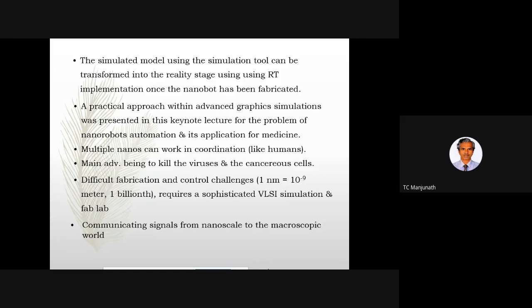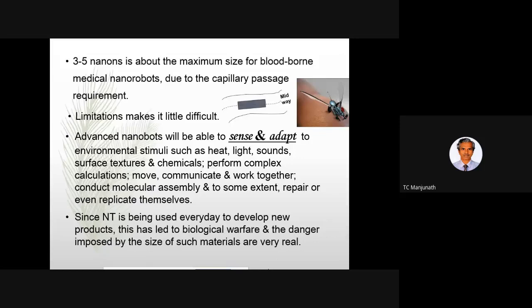The thing is, 3 to 5 microns is about the maximum size for blood-borne medical nanorobots due to the capillary passage requirement. That limitation makes it difficult. You see, I've given the two line borders. You cannot design a nanobot exactly at that dimension. You have to stay within the hatched part that I have shown. Otherwise, with exact dimensions, it will hit the walls of the veins of the capillary and get ruptured. So it has to go exactly along the GVD. That is what is called task planning, which I'm going to tell you about tomorrow. So the limitation makes it difficult.